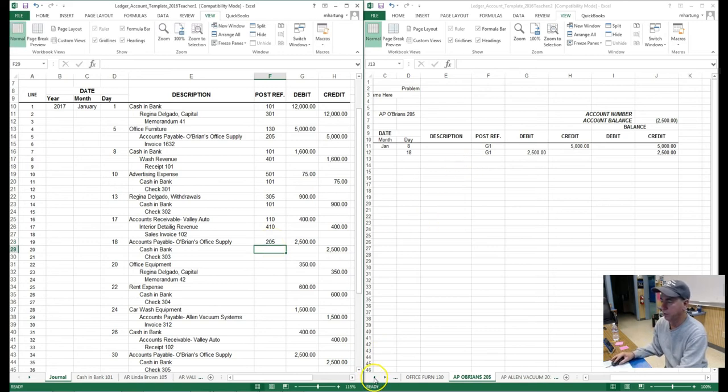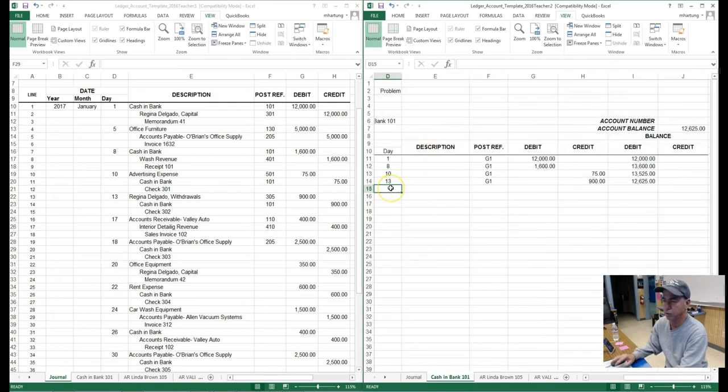Cash. That's how we made the payment. Remember, that's the only way you can pay bills is with cash. 18th. Decrease in cash, therefore a credit. So we need to subtract previous debit balance with a credit entry. Now we have $10,125. And back to 101.